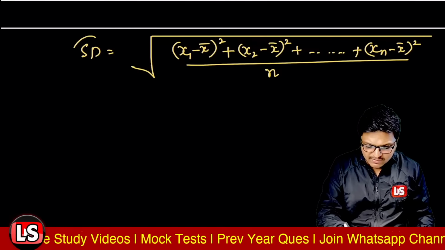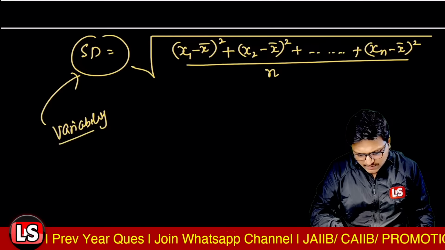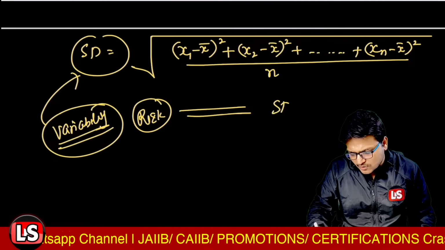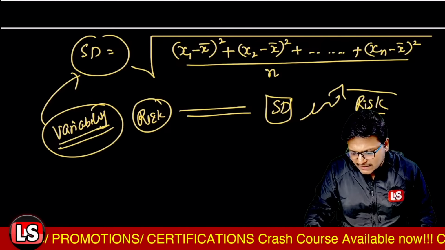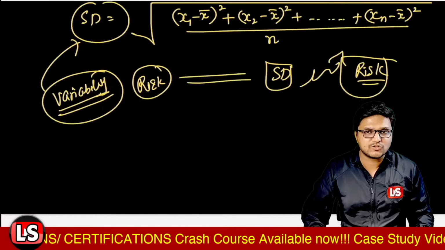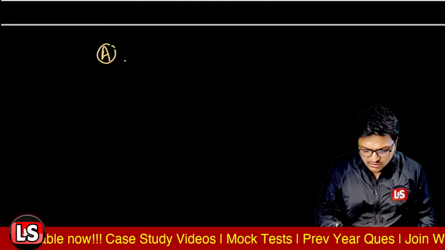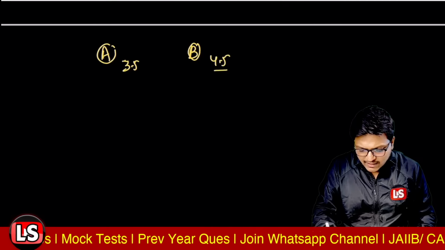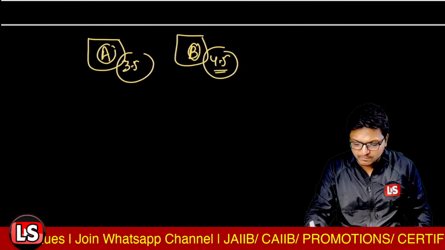Now standard deviation indicates the variability of the particular thing, and variability is the risk associated with it. So we can simply say the more the standard deviation, the more the risk associated. And whenever we have to consider between two different zones, let's say zone A has a standard deviation of 3.5 and zone B has a standard deviation of 4.5, and we have to check whether zone A or zone B is riskier.